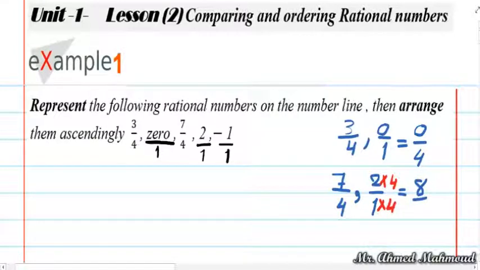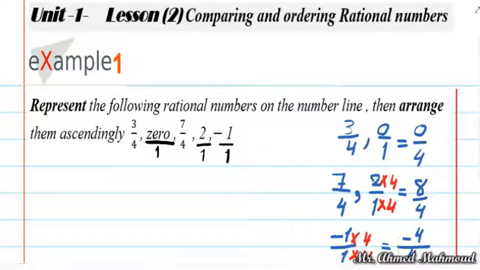Then it will be 8 over 4. And negative 1 over 1 also needs to change into denominator 4 by multiplying up and down by 4. It will be negative 4 over 4. So the numbers will be 3 over 4, 0 over 4, 7 over 4, 8 over 4, and negative 4 over 4. This is the first step, changing all the numbers into a common denominator.